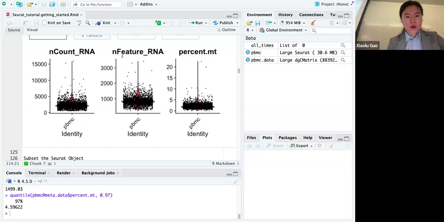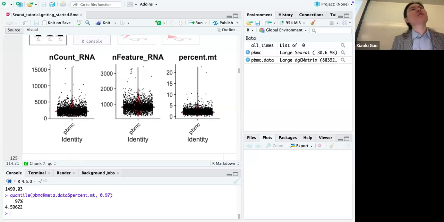And here is how many genes are expressed for each cell. We can see on average approximately 800-ish genes are expressed for the majority, and most of them are less than 2,000 genes expressed. Still some outliers have more than 3,000 genes expressed.